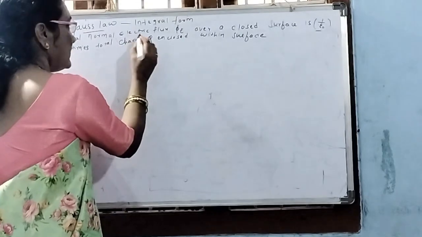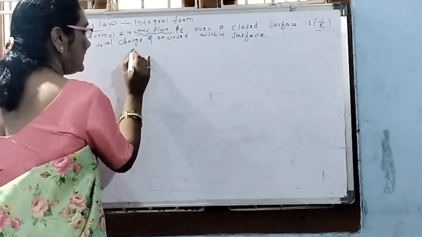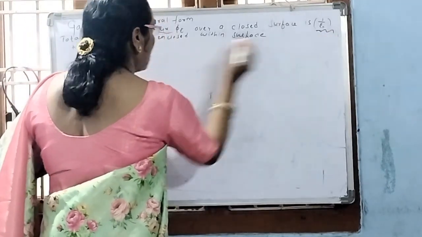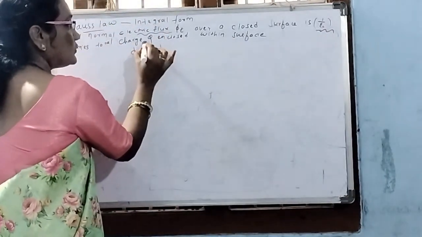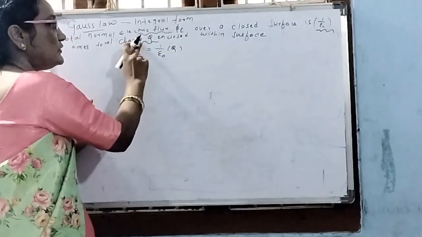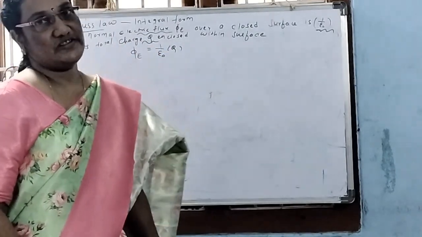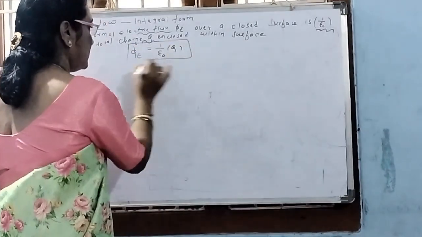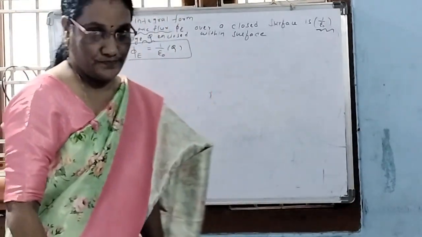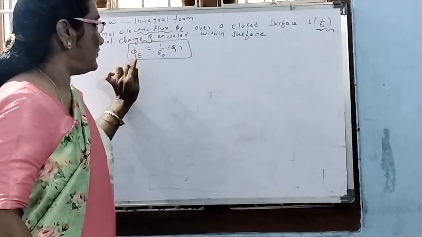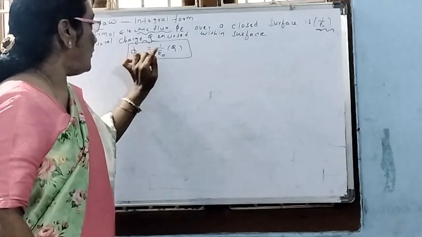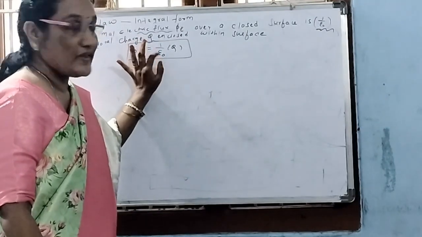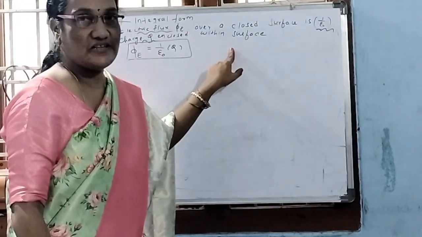Now what he is saying: the normal electric flux phi E is 1 by epsilon naught times the total charge enclosed within the surface. Right? This is the Gauss law in integral form. So the normal electric flux phi over a closed surface is equal to 1 by epsilon naught times the total charge enclosed within the surface.